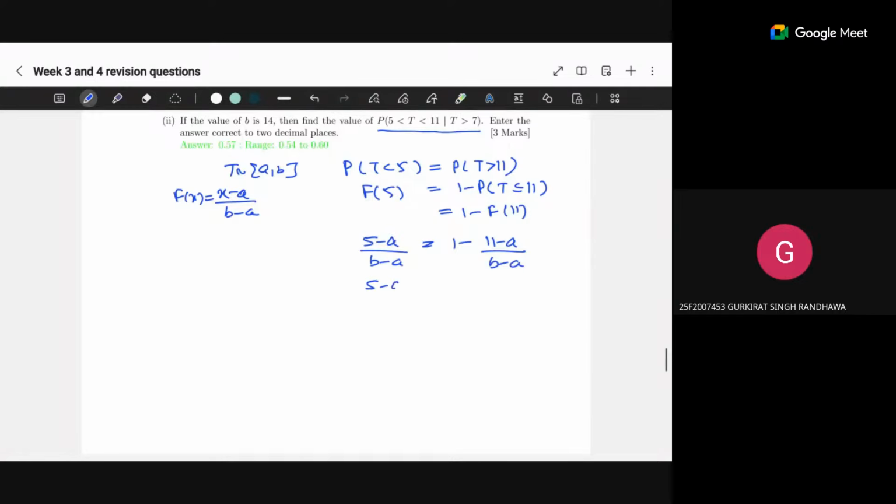If you solve this, you will get b minus a plus a, so it will get cancelled, and we get 5 plus 11, 16, equals b plus a. Okay? Is it fine? Is that part clear? Expectation, ma'am? X minus a by b minus a, right? This is the CDF.